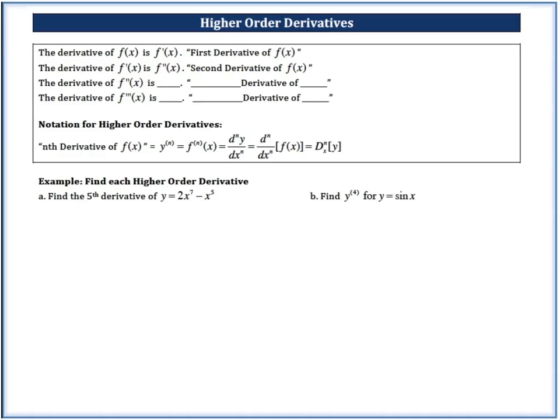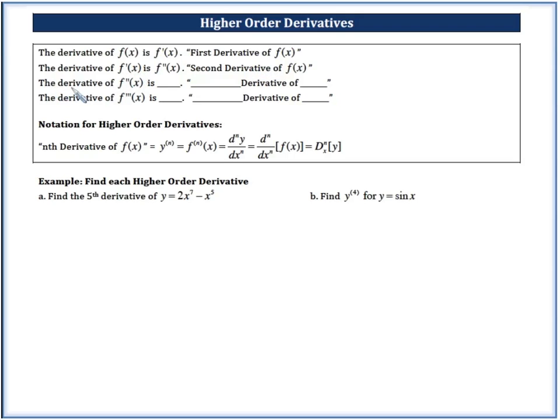Our last topic of the day is higher order derivatives, and this is a fairly simple topic. If we look at it, the derivative of f of x is f prime of x, and we call this the first derivative of f of x. Now, we can take the derivative of f prime of x and we call it f double prime of x. And this is the second derivative of f of x. So got it? First derivative is just taking the derivative. The second derivative is the derivative of the first derivative.